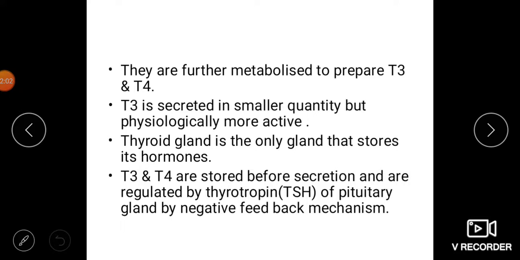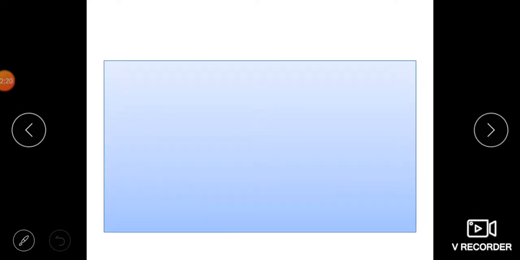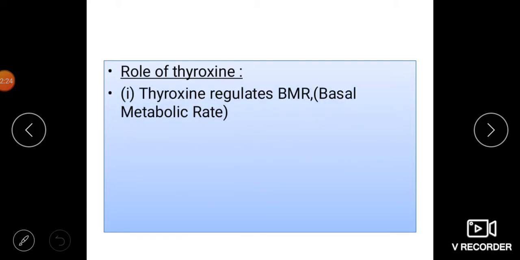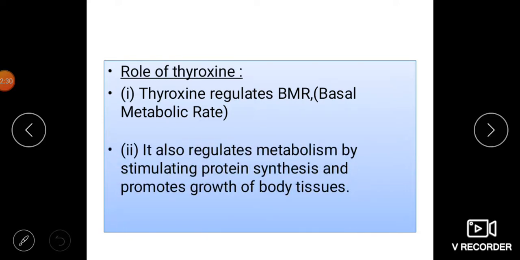That means if thyroxine is more, the secretion of TSH by the pituitary gland becomes less. If thyroxine is more, the production of TSH by the pituitary gland will be less, and vice versa. What is the role of thyroxine? Thyroxine regulates BMR, basal metabolic rate. The body's basal metabolic rate is regulated by thyroxine.